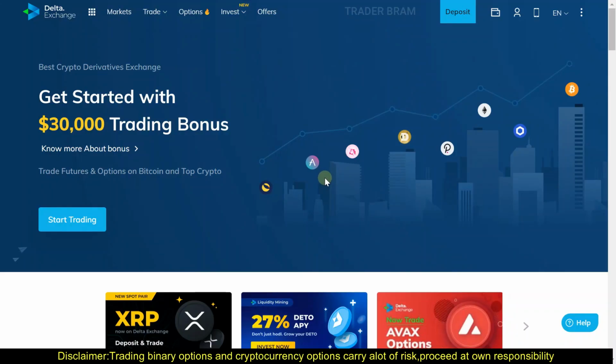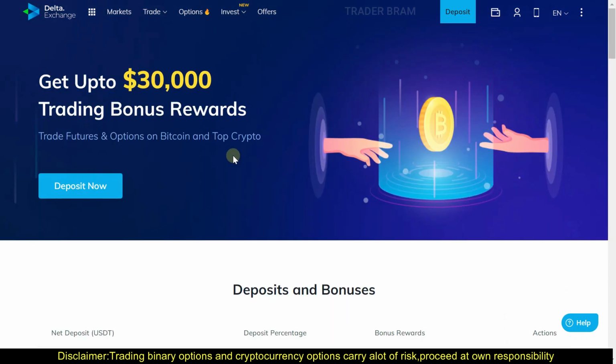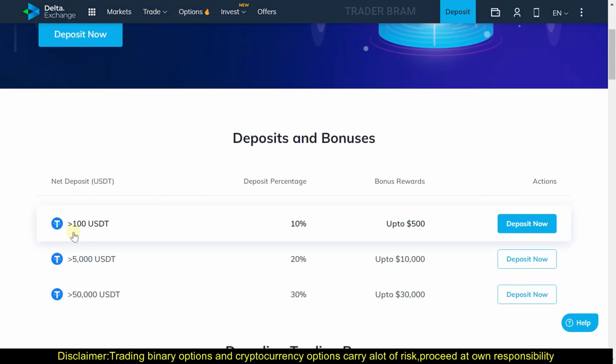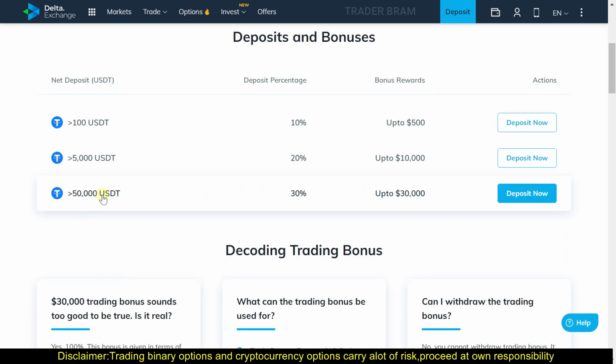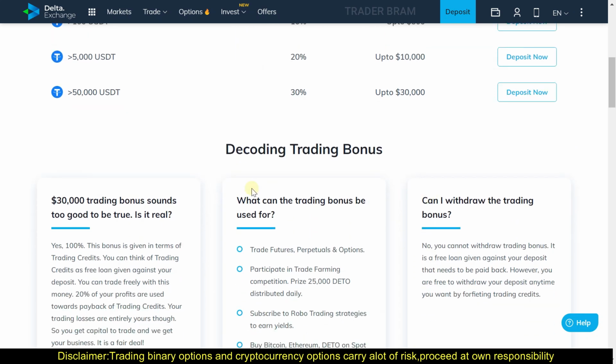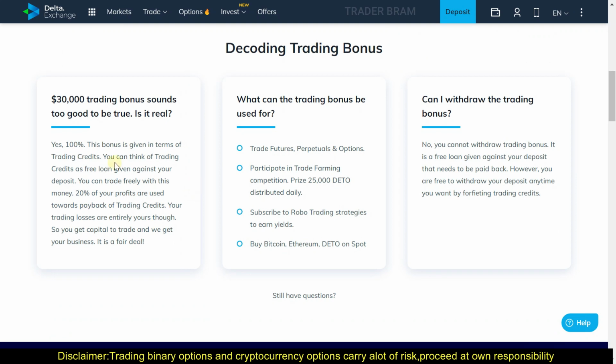So let's familiarize ourselves with this trading platform. When you go to the homepage, you can see we have a 30,000 trading bonus. To know more about this trading bonus, you can just click on that link. When you deposit more than 100 USDT, you get a 10% trading bonus, and the bonus is up to $500. When you deposit more than 5,000 USDT, you get a 20% bonus, and the bonus is up to $10,000. When you deposit more than 50,000 USDT, you get a 30% bonus, and the bonus is up to $30,000. So that's about the bonus policy, and you can also read more about it in this section.